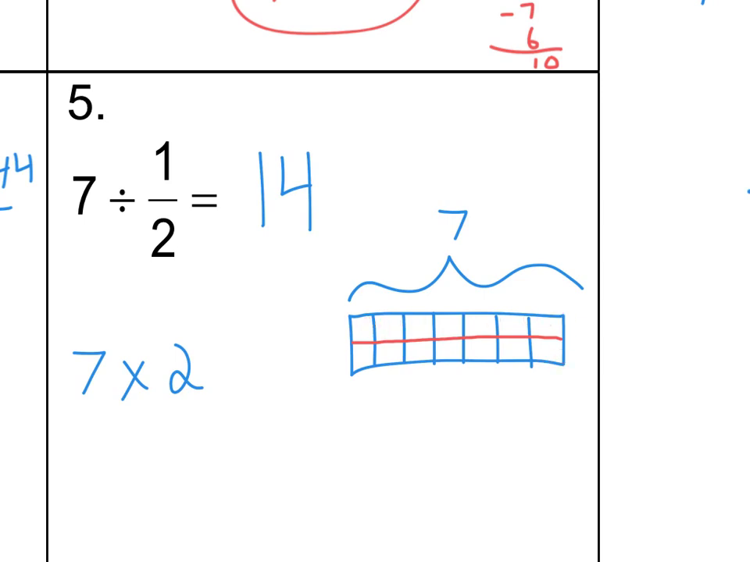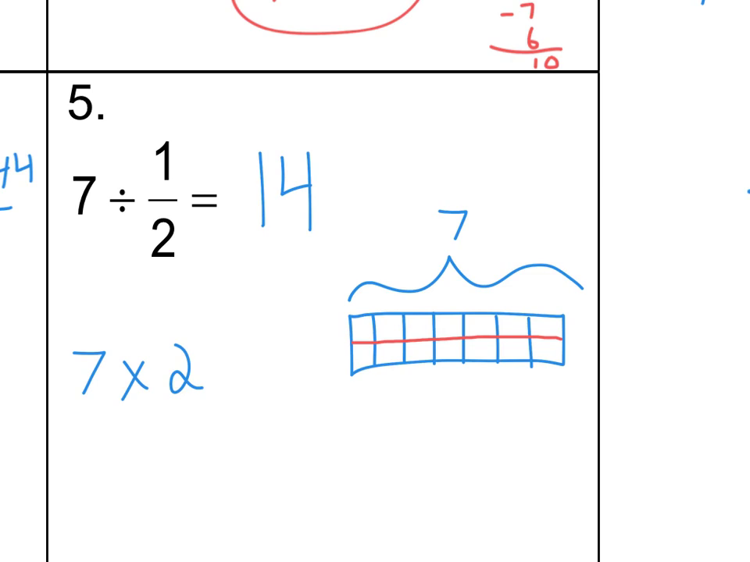If this is 7, the blue lines separated it into 7 pieces. Do you see that? Feel free to pause the video at any point in time. We know how to watch educational videos. And then if I divide each one of these in half, that's what the red line is, how many little pieces are created? 14.